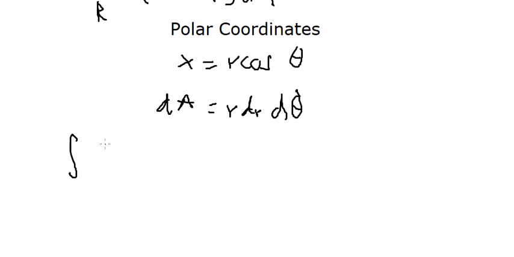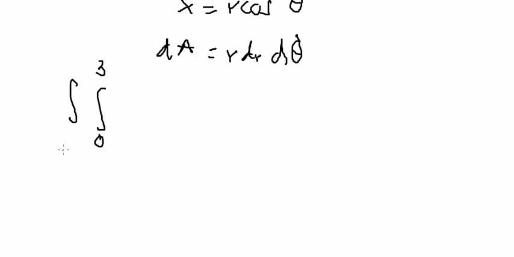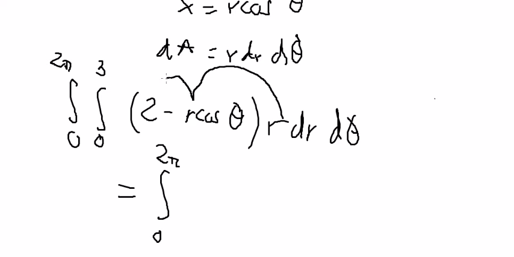So we get from 0 to number 3 because the radius in here is 3. From 0 to 2π because they go one circle. And we have number 2 minus r cosine theta, and we get r dr d theta. We calculate about this one, and you get this one go in here, go in here.